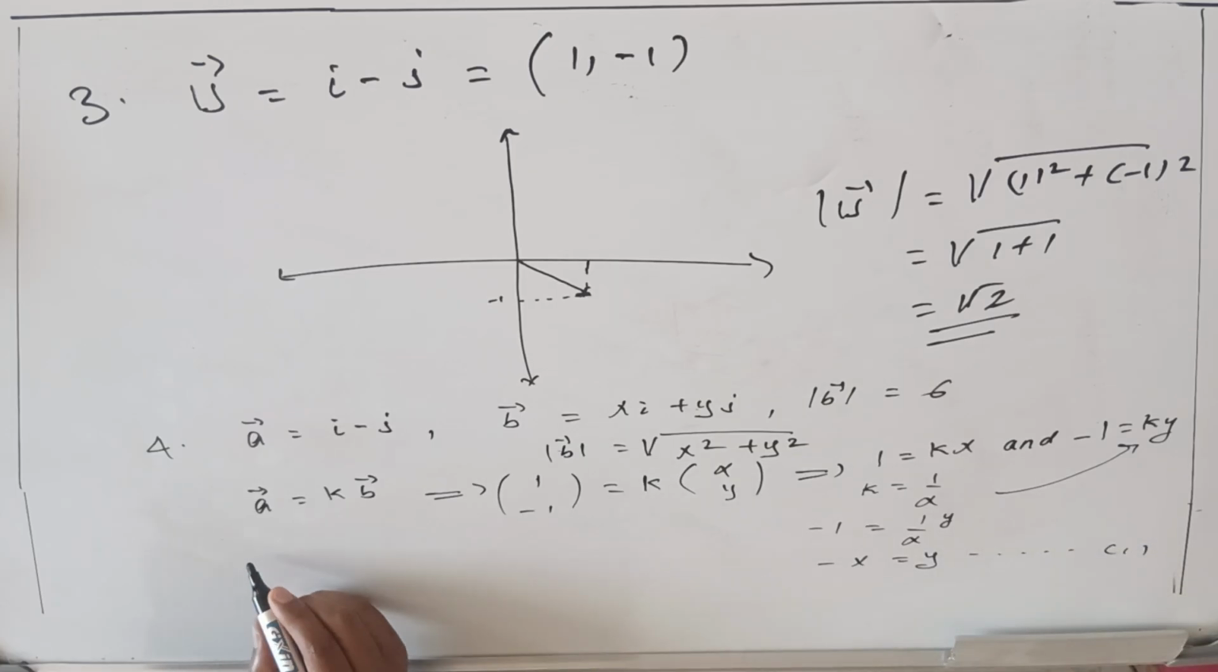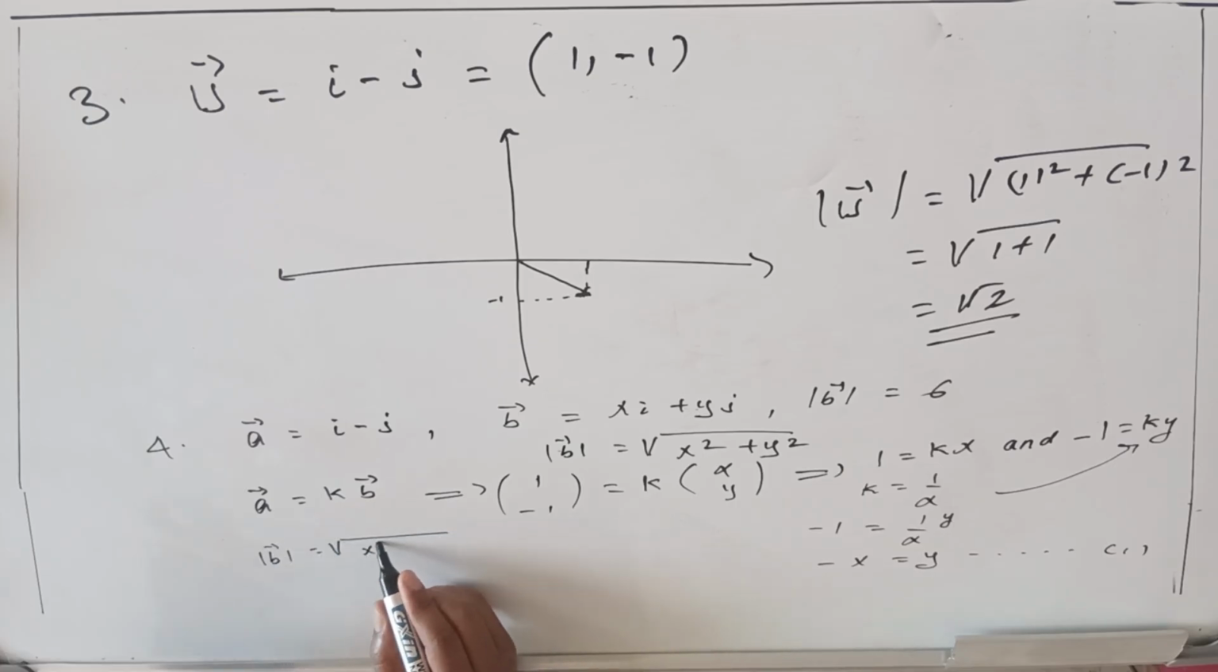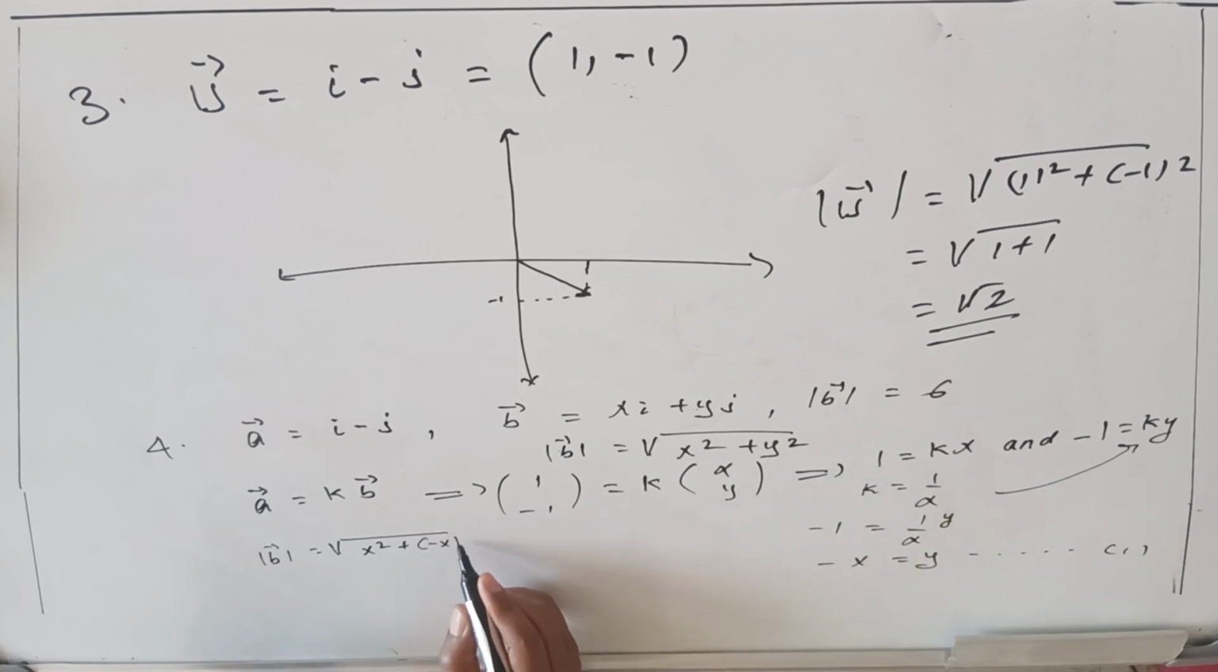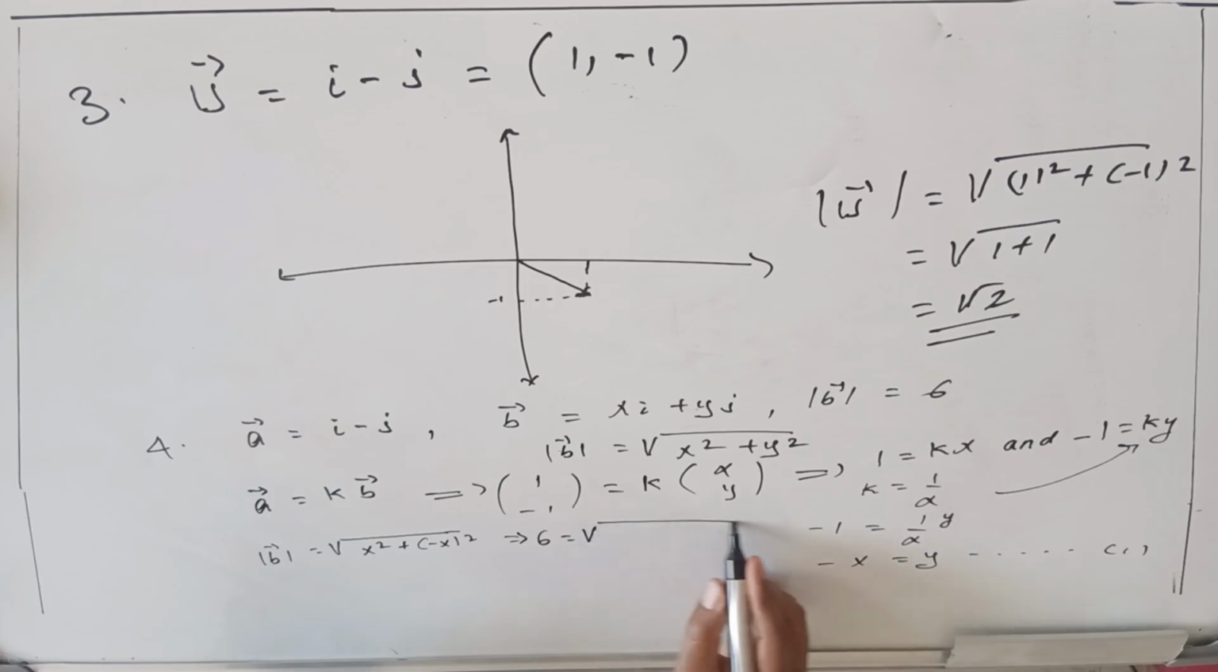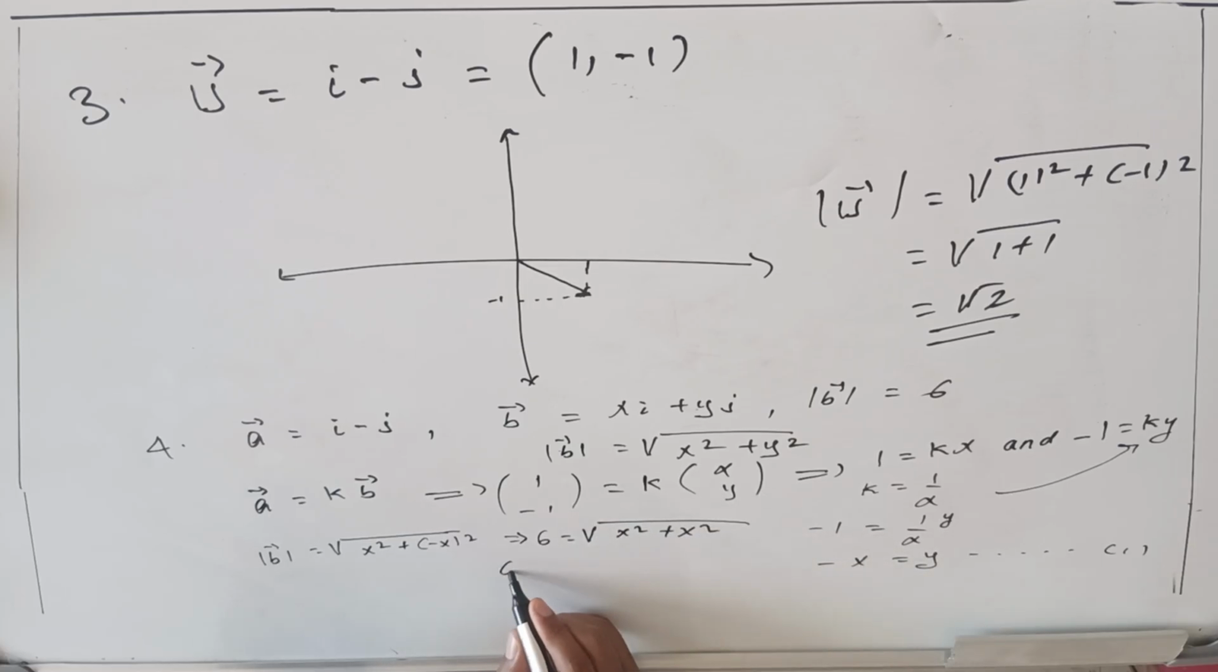Now, the norm of vector B is equal to square root of x square plus y square, and y is the same as minus x, the whole square. The norm is 6, right? So 6 is equal to square root of x square plus minus x the whole square, which is again x square. 6 is equal to square root of 2x square. Just square both sides. 36 is equal to 2x square. Just divide both sides by 2.